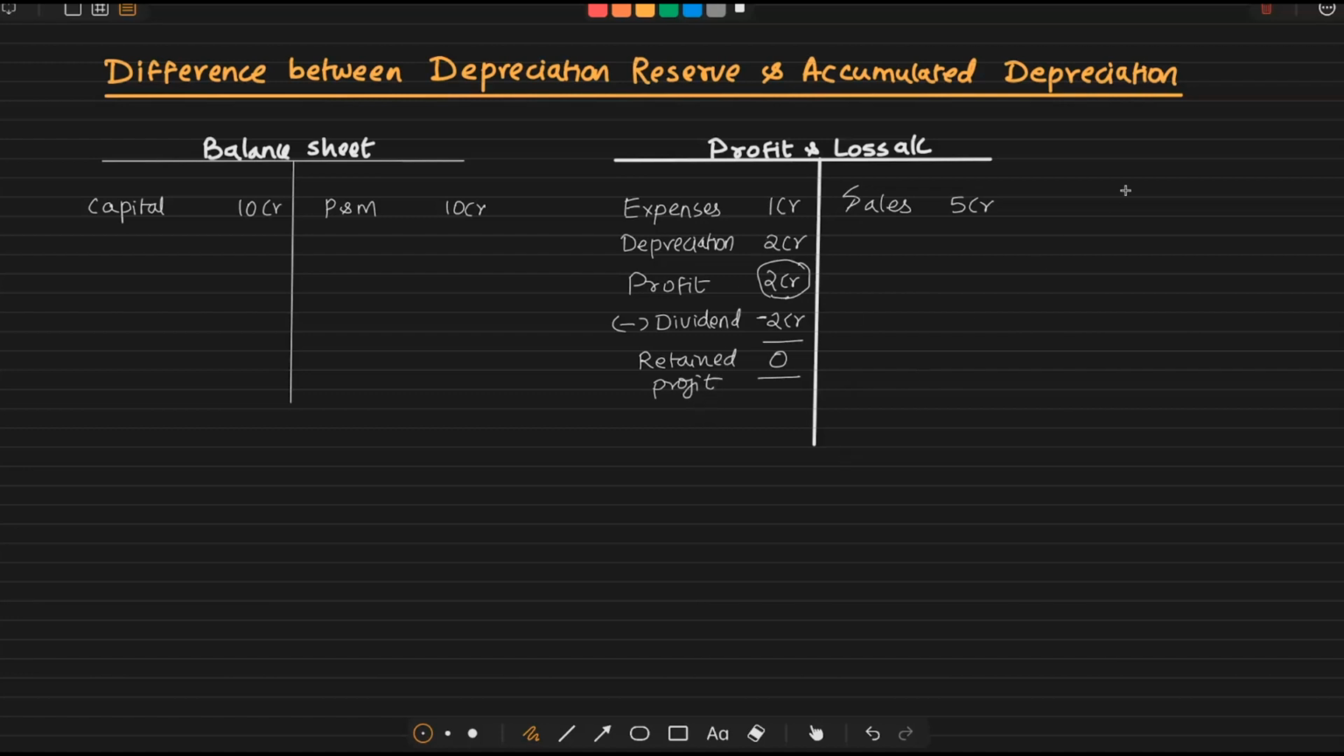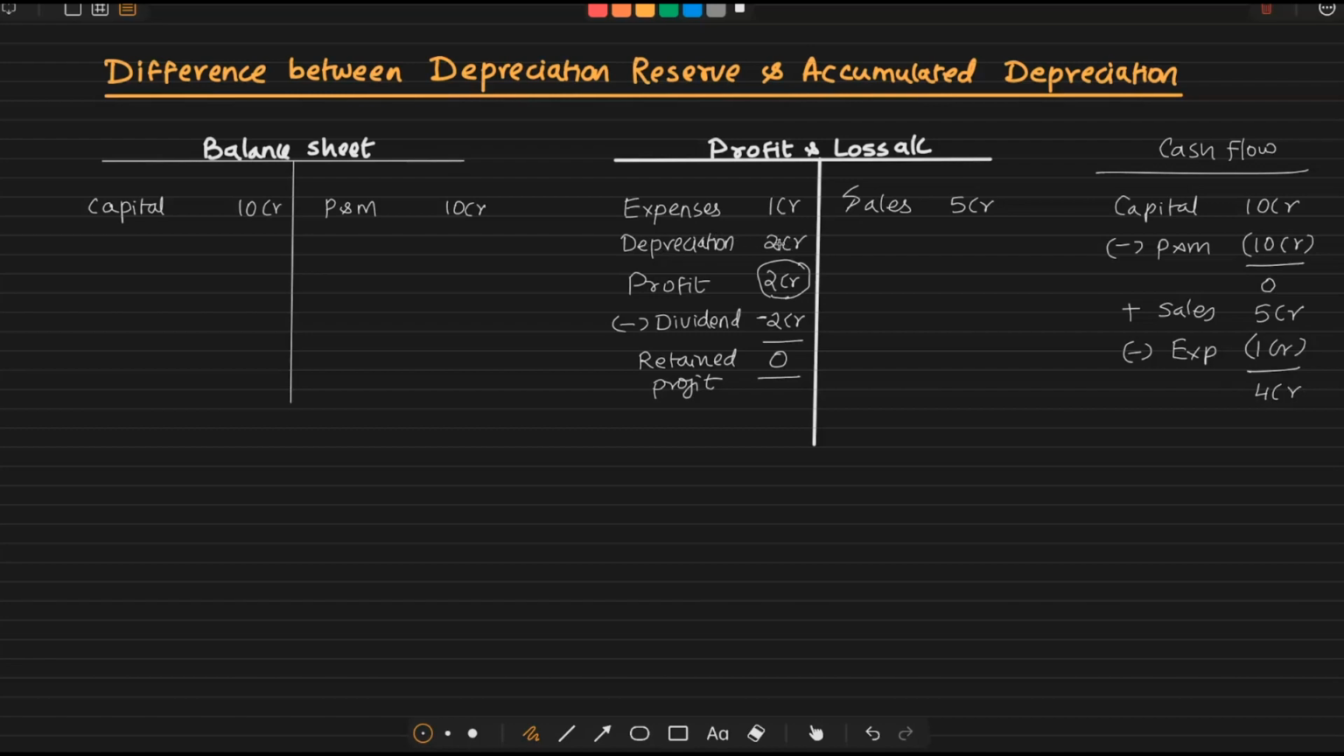Now let me also just track my cash flow movement. Look at the cash flow. Capital came in. When capital came in, I had 10 crore. Then I used that capital for purchasing plant and machinery, 10 crore. So the entire cash is gone. Then I have made sales of 5 crore, and for that I have incurred expenses of 1 crore. So 0 plus 5 minus 1, I still have 4 crore.